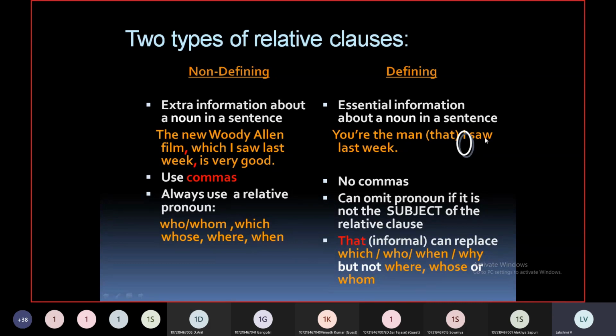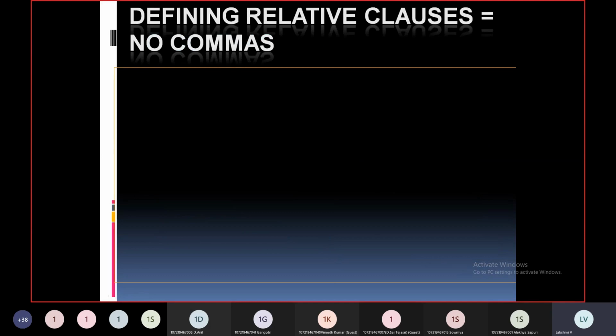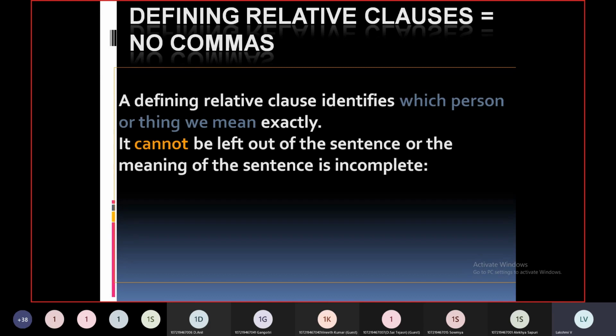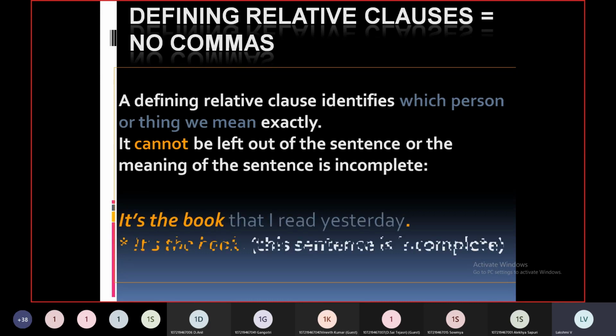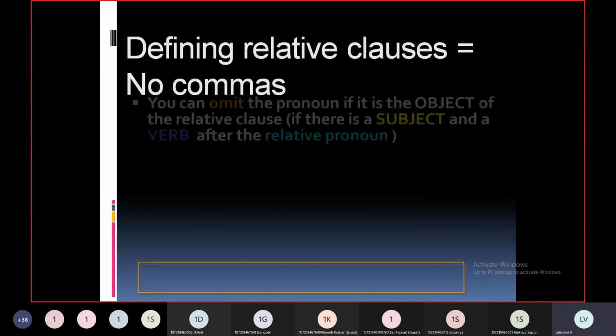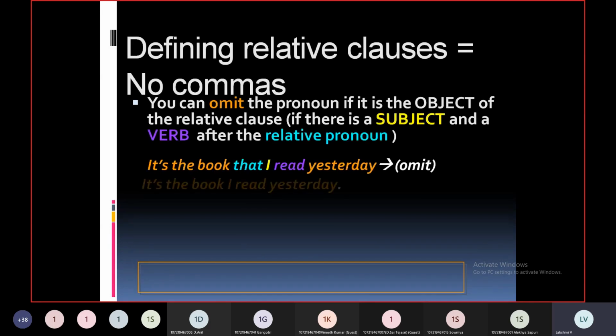So these are the two kinds of relative clauses. Again, I'm telling you the differences. A defining relative clause identifies which person or thing we mean exactly, no additional information, nothing. A defining relative clause cannot be left out of the sentence, or the meaning of the sentence is incomplete. It's the book that I read yesterday. There won't be any commas.